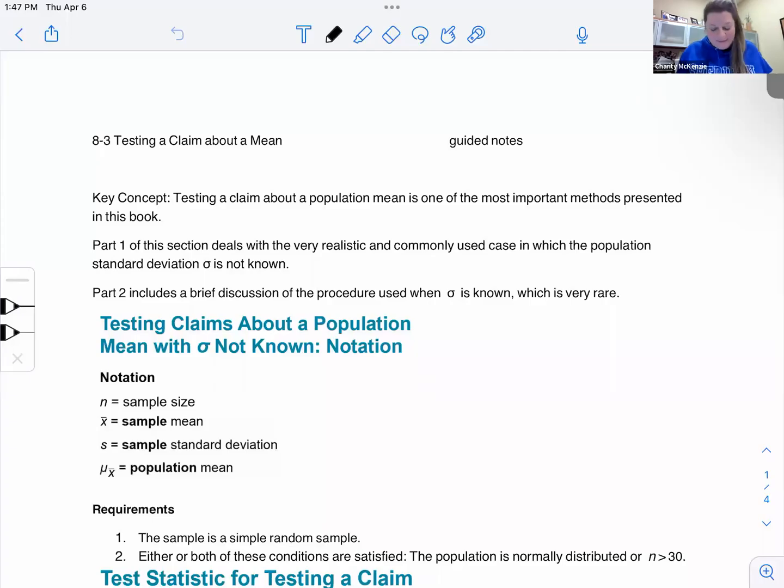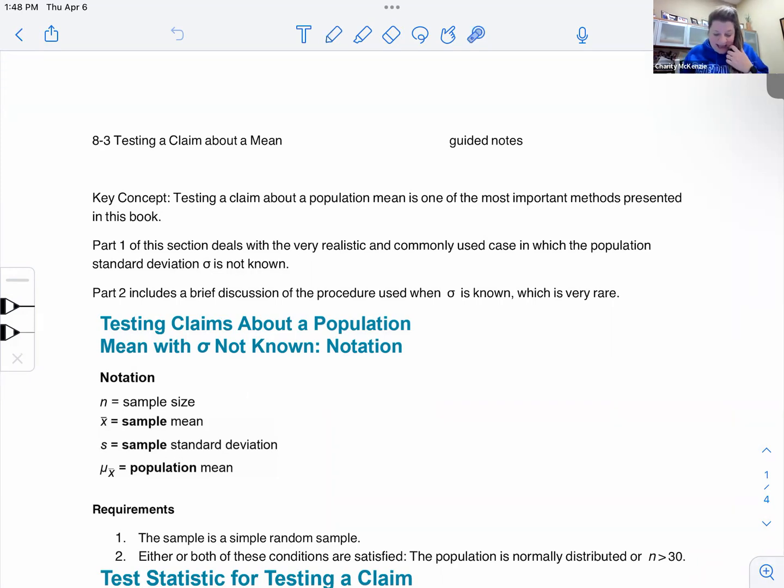All right. Hello, everyone. This is a lecture on 8.3, where we're going to test a claim about a mean. We've already done this idea with proportions. Now we're going to do it with means. We could also do it with standard deviation or variance, like how much variability you have in something, but we're not going to quite get to that. It's called a chi-squared. But let's talk about means today.